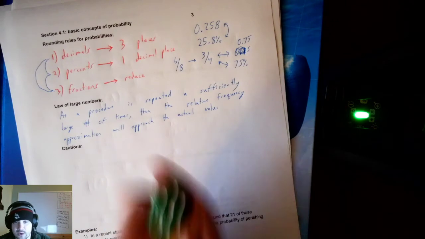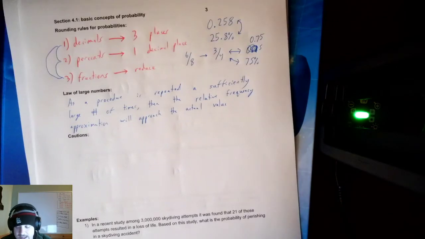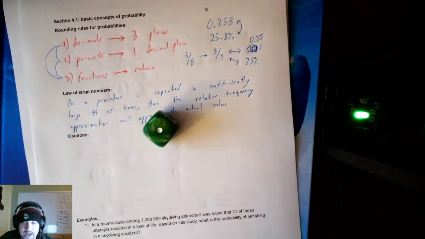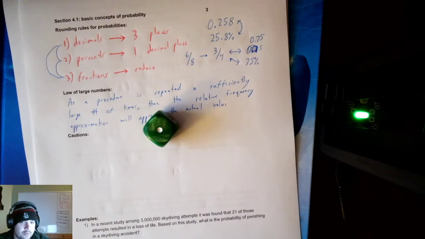Will approach the actual value. And that should make sense. Think about it. If I want to know the odds of rolling a 6, and I'm going to do an experiment right now. I rolled a 1. My odds of rolling a 6 are 0% based on my experiment. That's not correct though, right? I know it's supposed to be 1 out of 6, but I just got 0%.